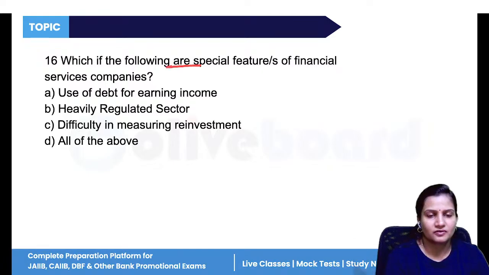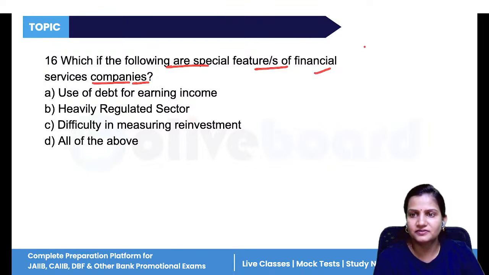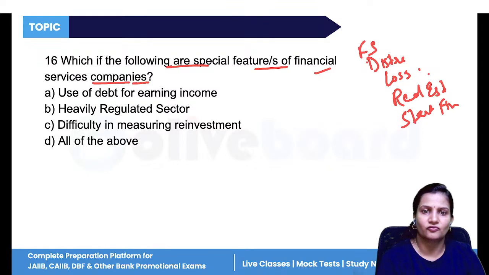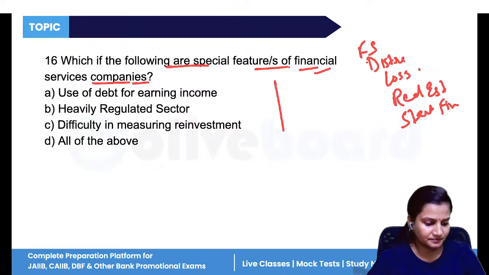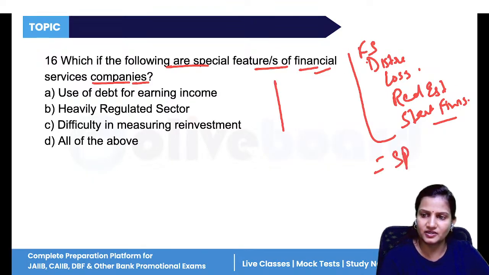Now, which of the following are features of financial services companies? So there are different types of companies. The valuation is to be done like financial services. Then we have companies related to distressed companies, the loss-bearing companies, then real estate firms, startup firms. So what are the features of financial companies? And all this will come under special cases of valuation.